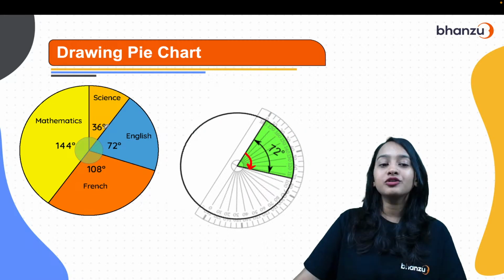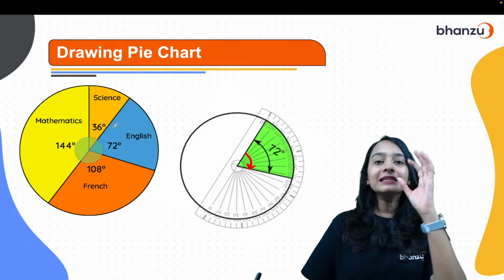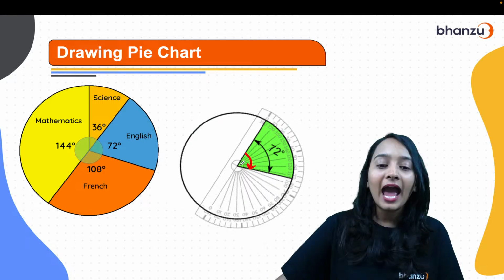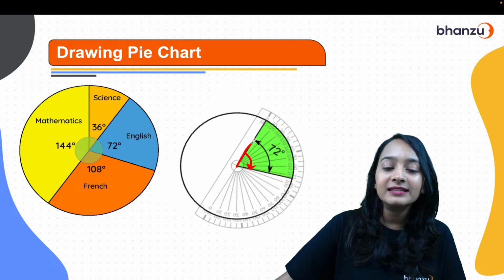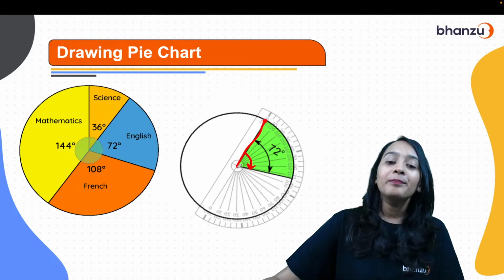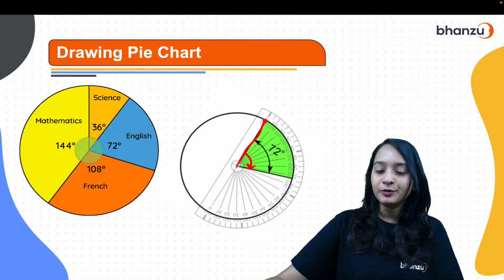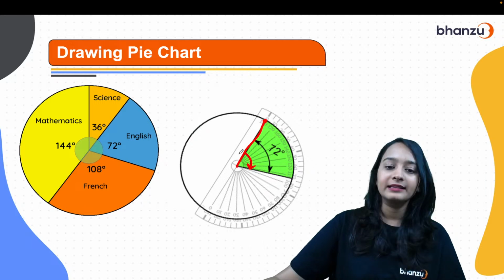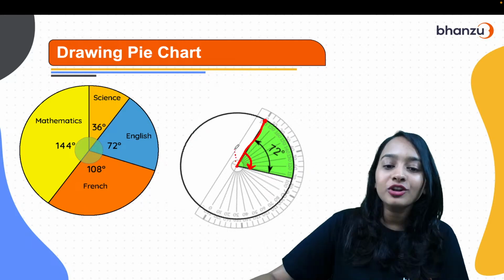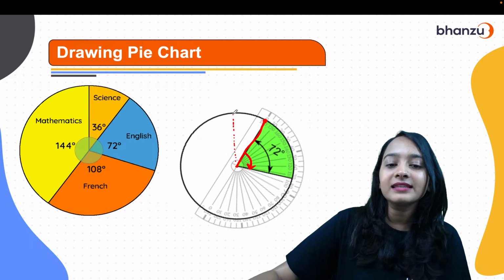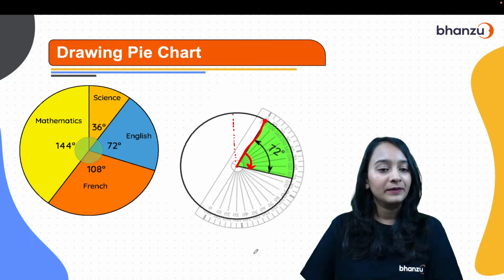Now, how do I draw 36? Using the same protractor and the same baseline, this is going to be your base, okay? Place the center of the protractor here and tilt it like this, and then check wherever your 36 degree angle is and draw a straight line. How do I draw 144?